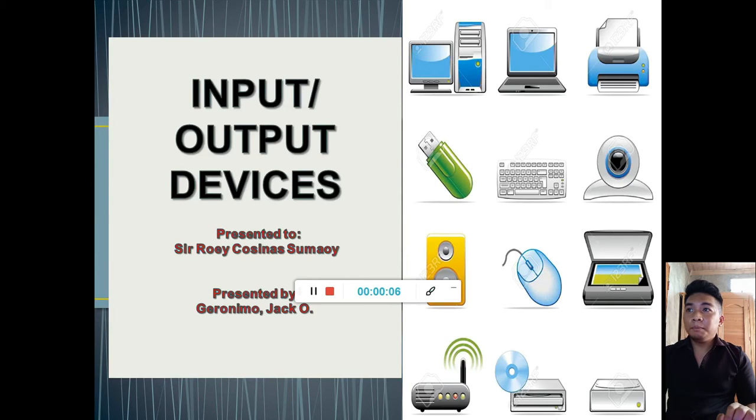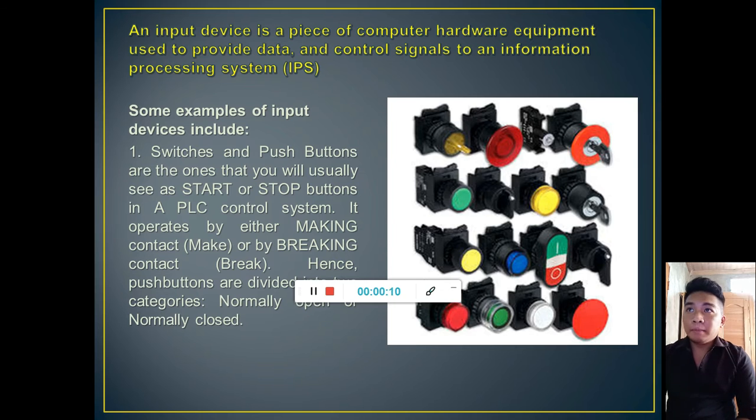And my topic is input and output devices. An input device is a piece of computer hardware equipment used to provide data and control signal to an information processing system or IPS. Some examples of input devices are switches and push buttons. They are the ones that you will usually see as start or stop buttons in a PLC controlled system. It operates by either making contact or breaking the contact.